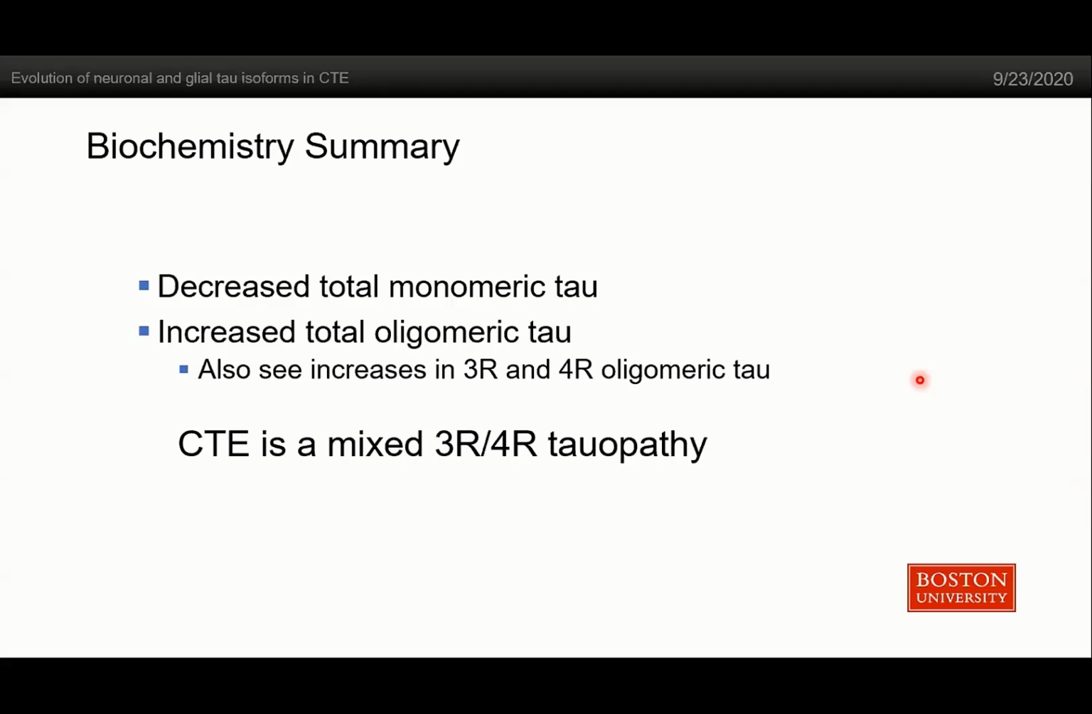So, biochemistry is great for looking at these specific changes, but you need to look at the tissue itself with IHC or IF to see these changes directly around the blood vessels, which are typified of CTE. So that's how we know what the CTE neuropathologic lesion is. So we wanted to use our immunofluorescent background to better understand it in CTE. So that's what we did.